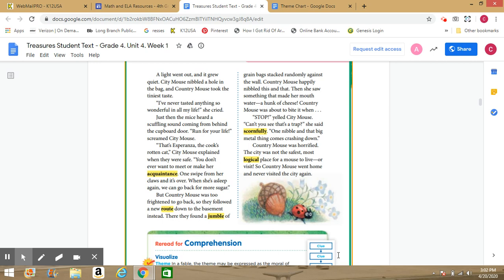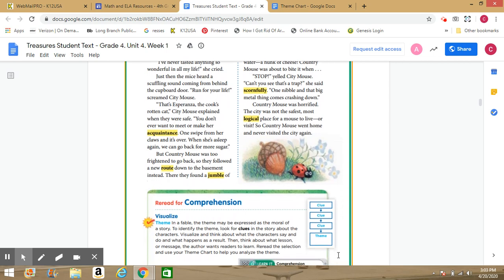But Country Mouse was too frightened to go back, so they followed a new route down to the basement instead. There they found a jumble of grain bags stacked randomly against the wall. Country Mouse happily nibbled this and that. Then she saw something that made her mouth water, a hunk of cheese. Country Mouse was about to bite it when, "Stop!" yelled City Mouse. "Can't you see that's a trap?" she said scornfully. "One nibble and that big metal thing comes crashing down." Country Mouse was horrified. The city was not the safest, most logical place for a mouse to live or visit. So Country Mouse went home and never visited the city again.